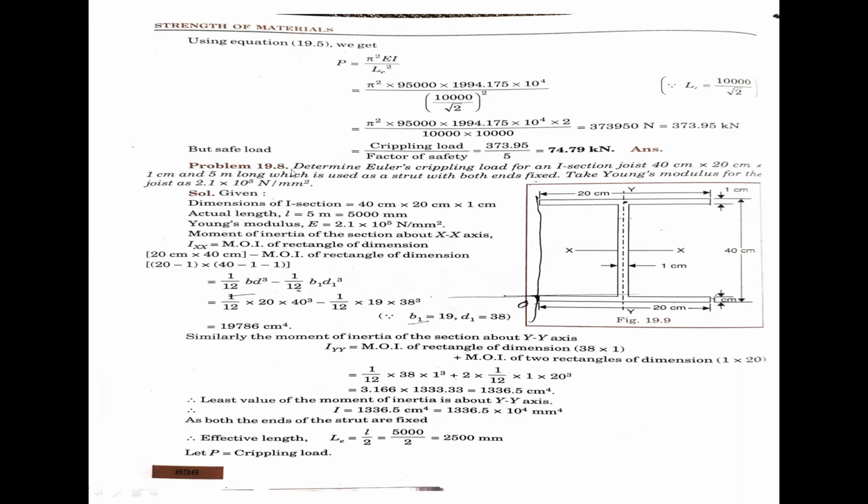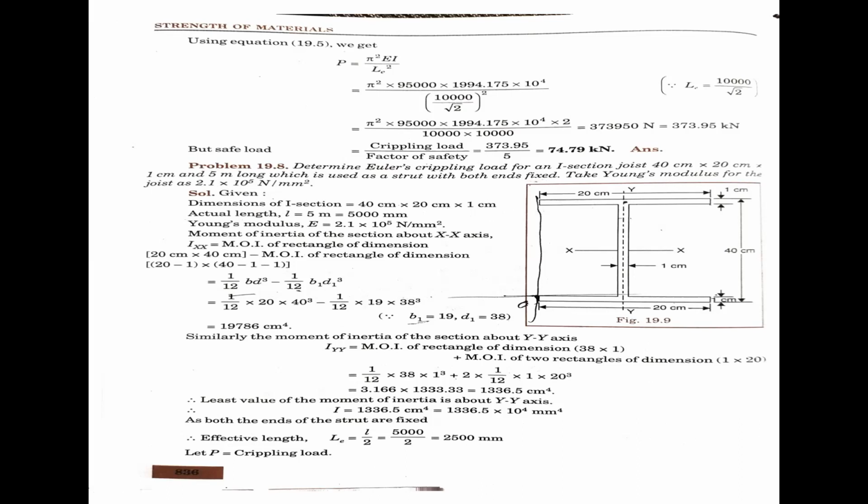Problem 19.8. Now read the problem. Determine Euler's crippling load for an I section joist 40 centimeters by 20 centimeters by 1 centimeter and 5 meters long, which is used as a strut with both ends fixed. Take Young's modulus for the joist as 2.1 × 10^5 Newton per mm squared.